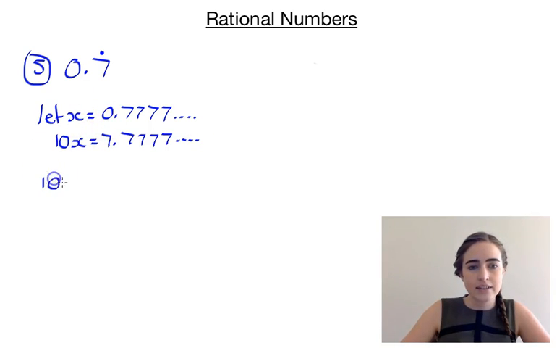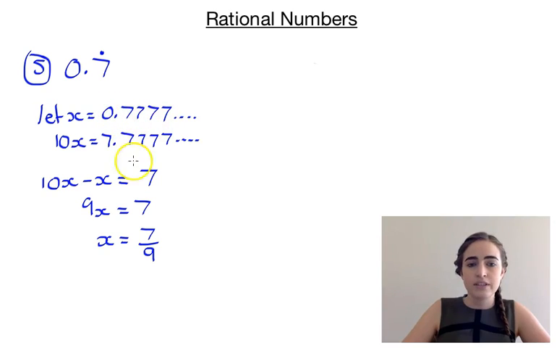So then we're going to subtract. So we're going to say 10x minus x. So if we go this one minus this one, then all of these numbers, all the 7s after the decimal point, are all going to cancel each other out. And we're just going to be left with this 7 minus 0, which is just 7. So then 10x minus x would give us 9x equals 7. So x on its own would be 7 over 9. So since x was 0.7 recurring, that means that 0.7 recurring is equivalent to 7 over 9.